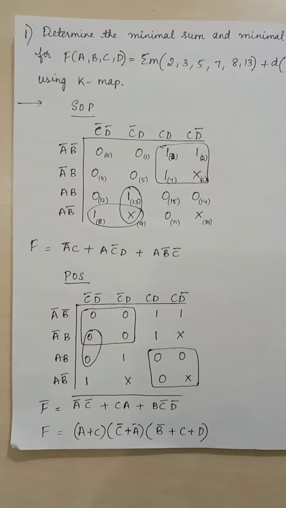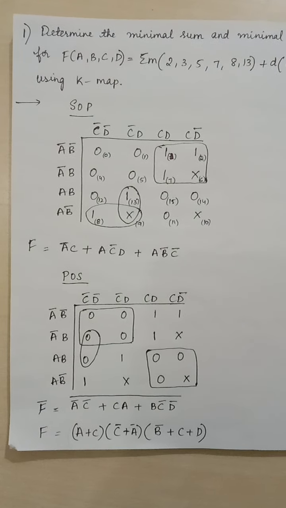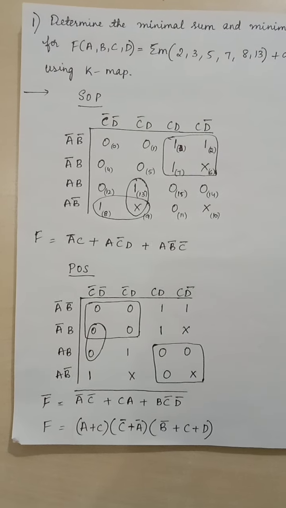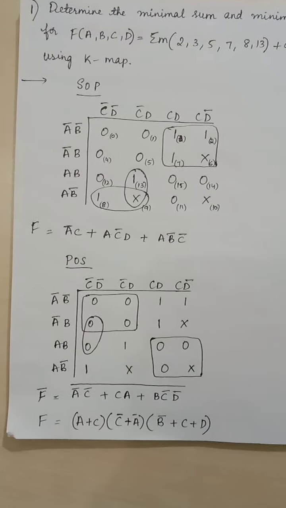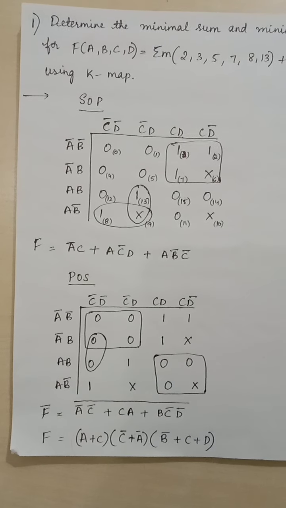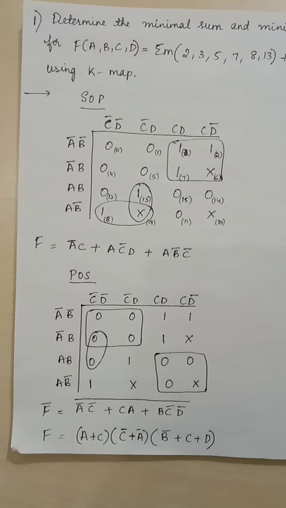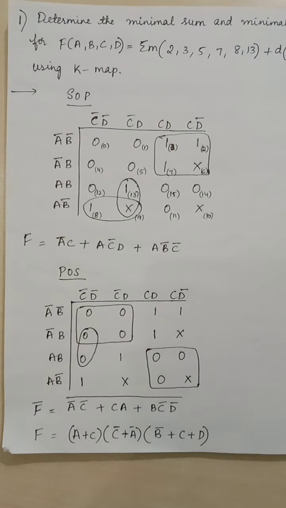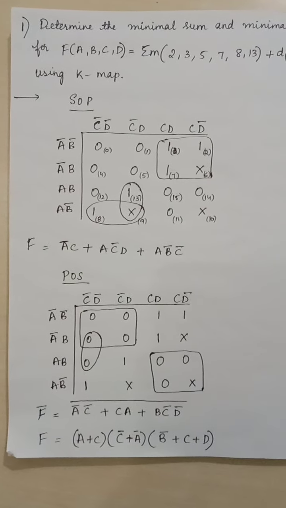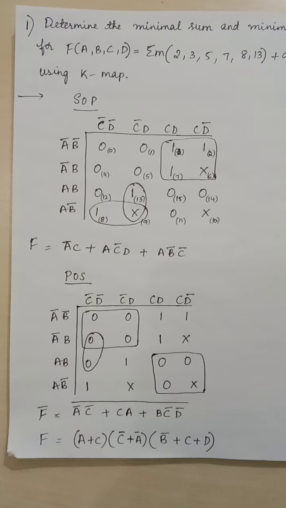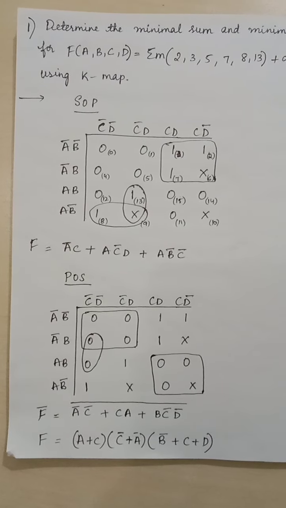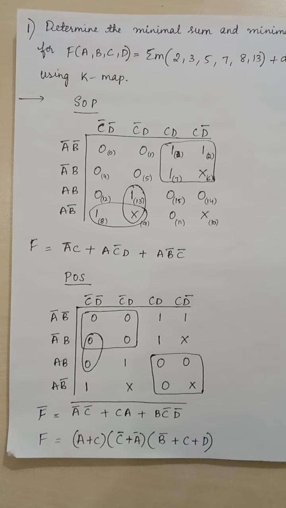Next method is POS, which means product of sum. The table is constructed and filled in the same way as it was done in SOP, but here there is a small change, that is, instead of grouping ones, we group zeros. X is considered as 0 whenever grouping is necessary. In this problem, I got two quadrants and one pair after grouping. It is named and the equation is also written in the same way as it was done in SOP.